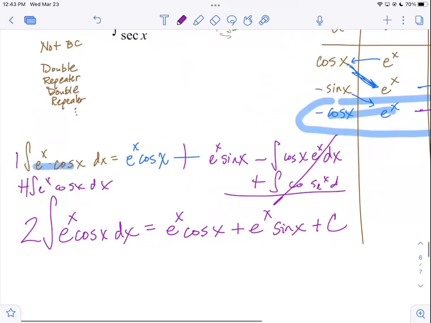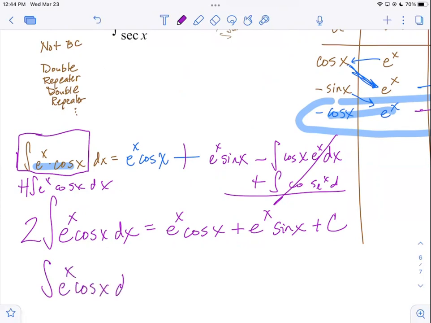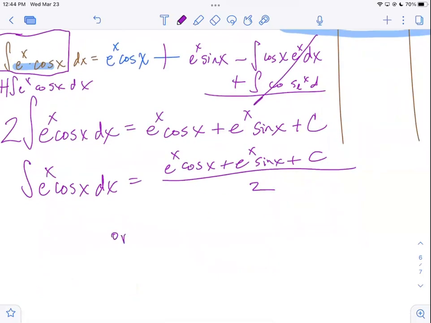Now remember, what were we after? Never lose sight of your target. I wanted to know what the integral of e to the x cosine of x is. How do I solve for that on the left? How do I get rid of multiplying by 2? Divide both sides by 2. So your answer is the integral of e to the x cosine of x dx is everything on this side, all divided by 2 if you want, or if you prefer, put a 1/2 in front of the whole thing.